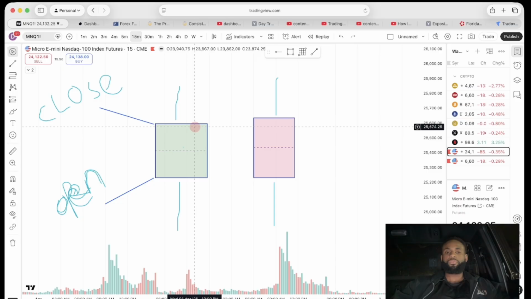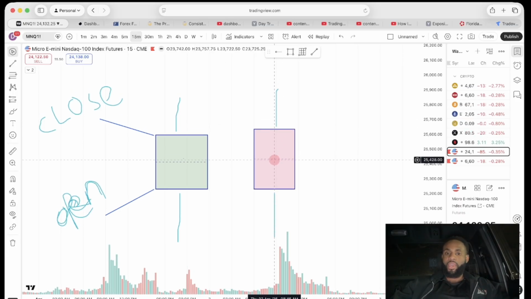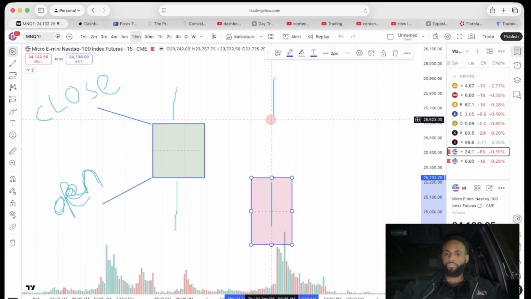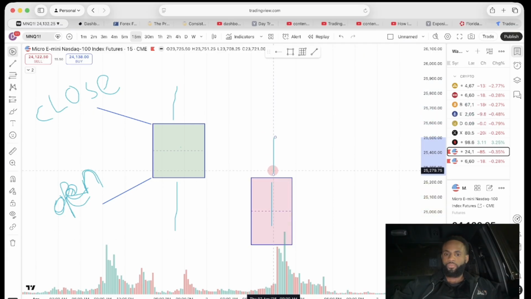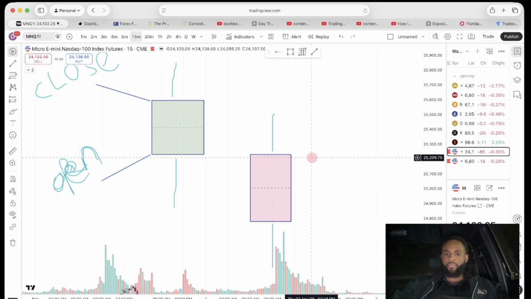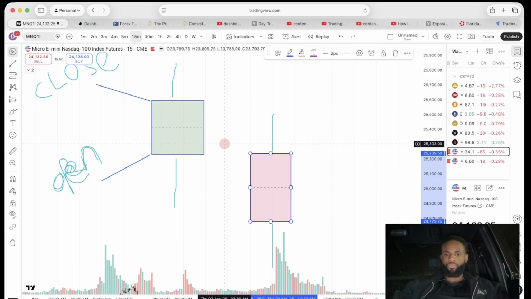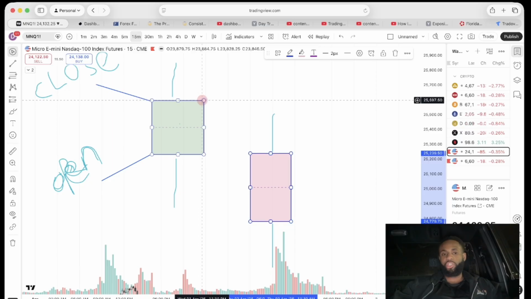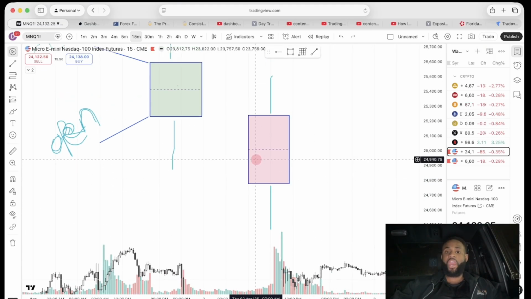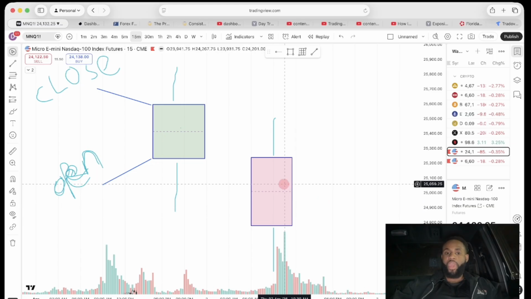All right. Now, let's say that within the 15 minutes we didn't open up here. We didn't close up here. We actually closed down here. Well, guess what? That'll instead be a bearish candle. It'll be a bearish candle, a down candle.